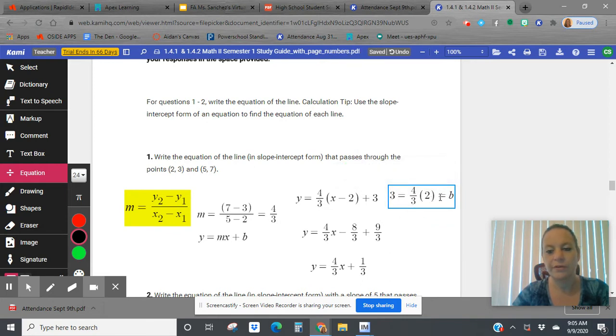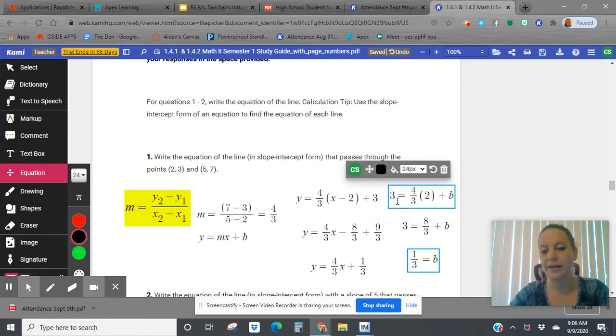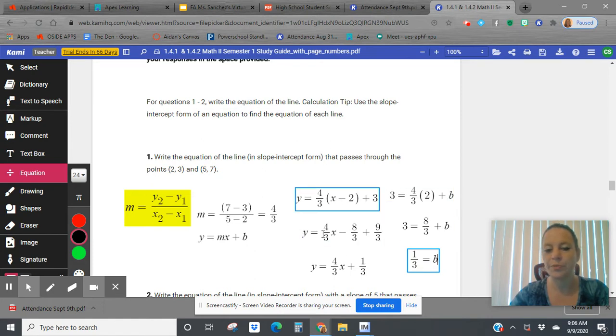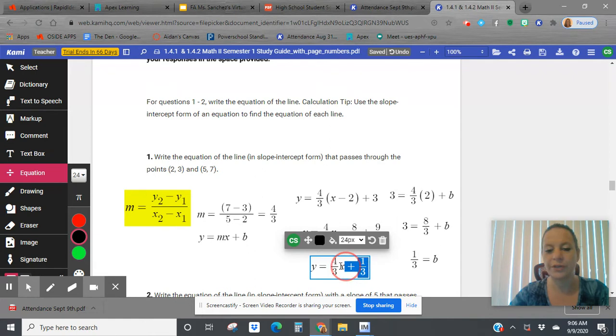And then we can solve backwards by doing 3 equals 8/3 plus b, and subtracting 8/3 from both sides. Just like I did here, I would get 9/3 minus 8/3, and I would get 1/3. So again, you can find the b by working backwards, plugging in the x and y, and plugging in the m and solving for the b, or you can just put it into point slope and reduce it. Whatever works for you, here's your answer.